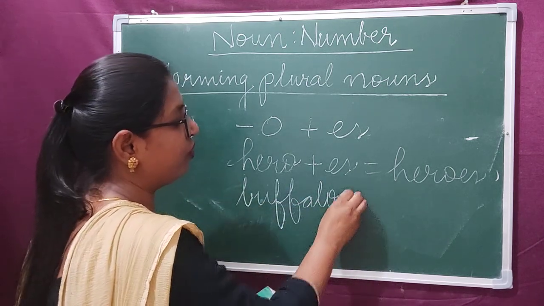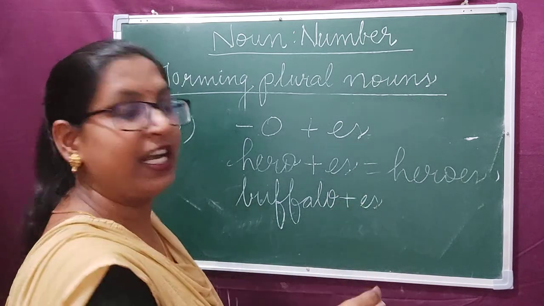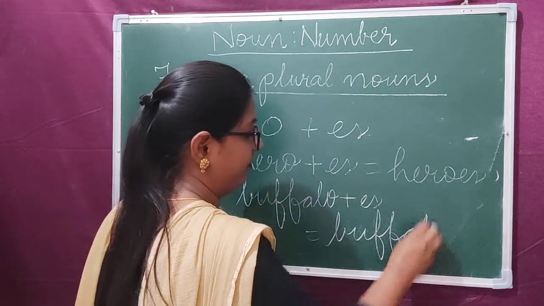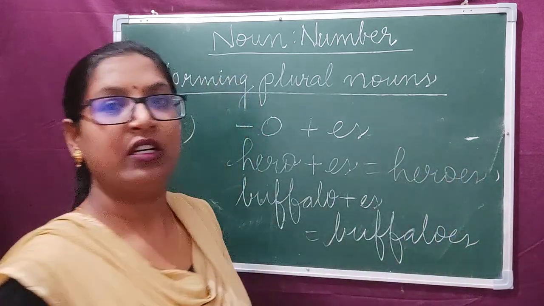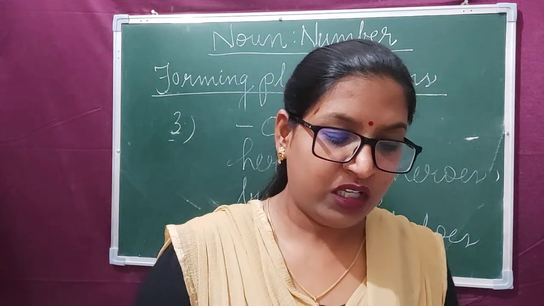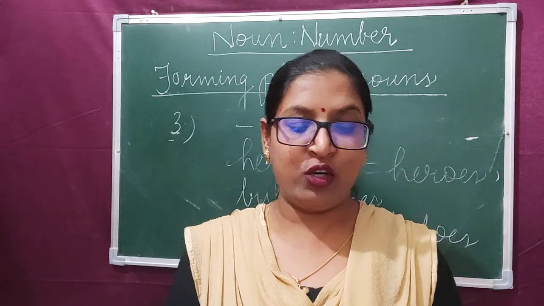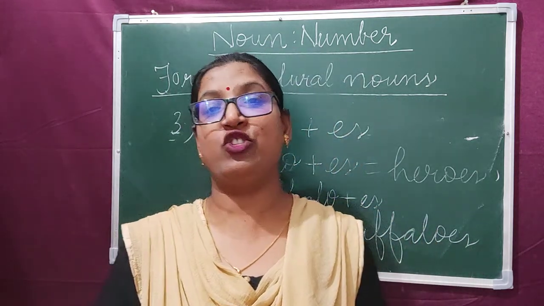Buffalo. It is ending with O. We add ES with it and it becomes buffaloes. Okay? So, however, these words, though ending in O, do not follow the rules mentioned above.